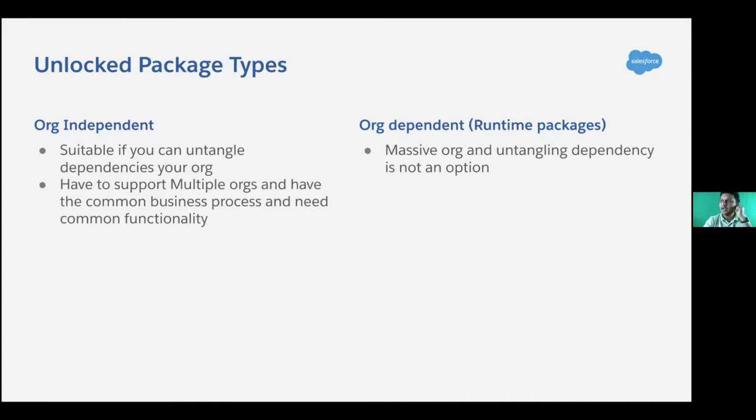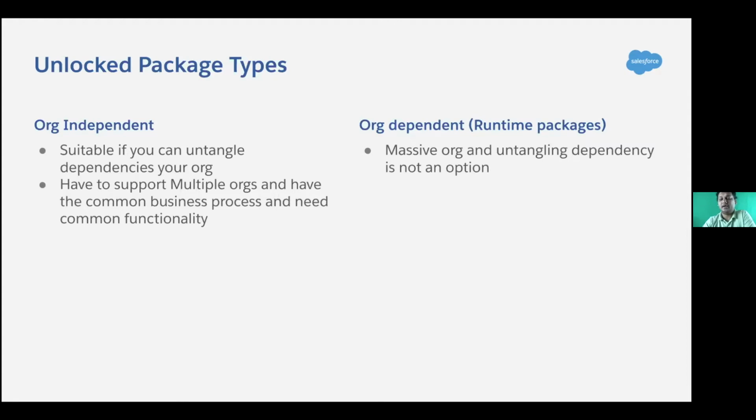So that's why what we recommend is this: initially we had org independent unlock packages, where we were assuming that every client will go and refactor the code into small modules. Practically, that is not possible for an org which has been there for 5 years or 3 years or whatever, because there's a lot of metadata, and trying to separate it out might sound good in theory, but in practice it's not that feasible. So that's why we have org dependent or runtime packages. So what is an org dependent package or runtime package?